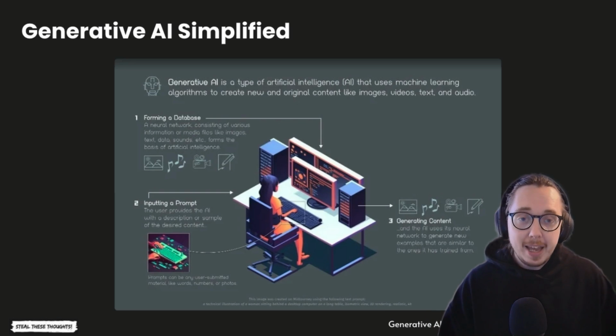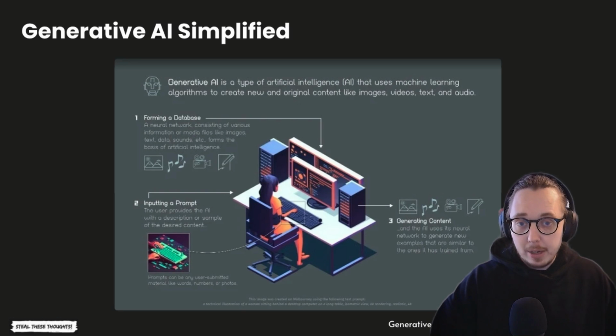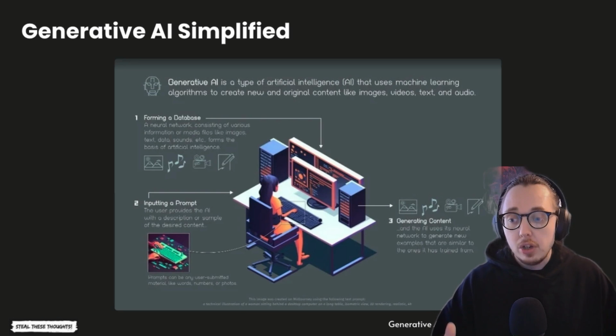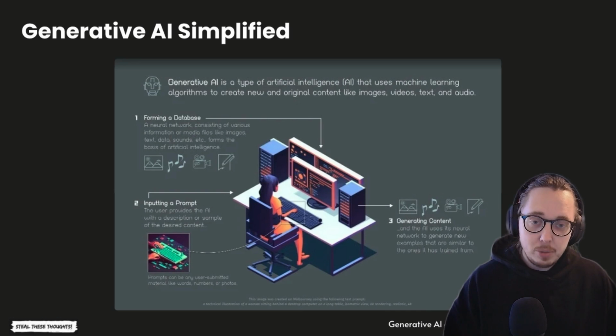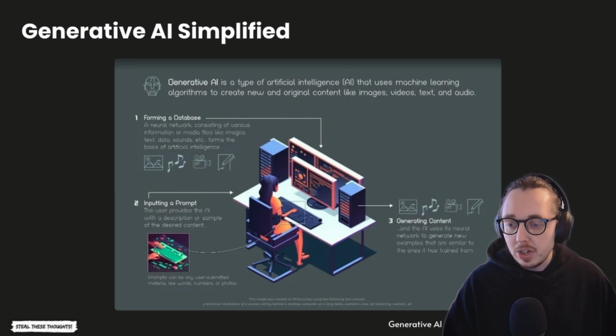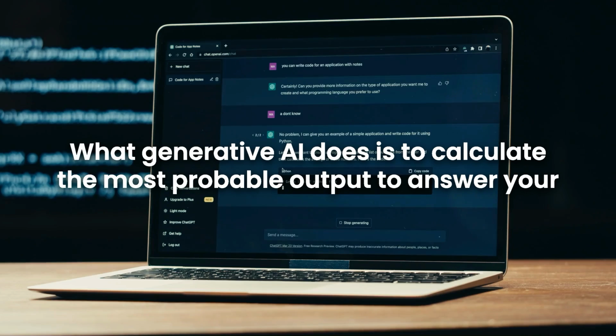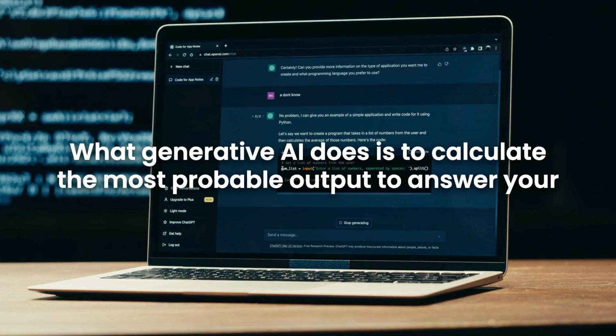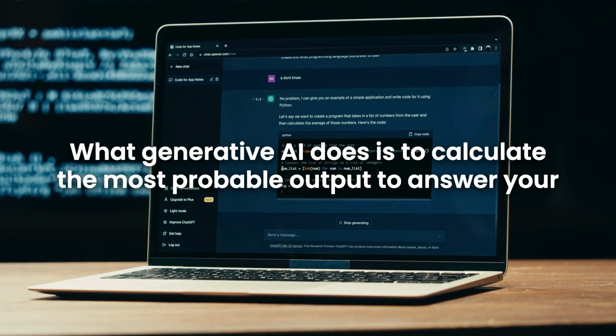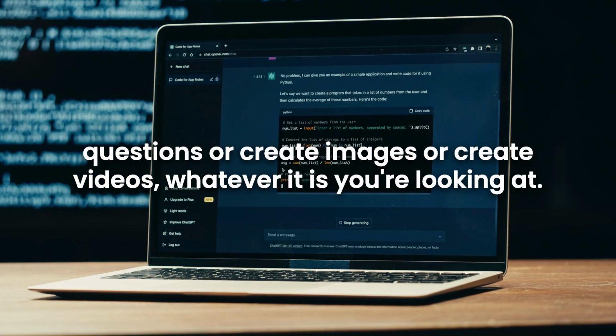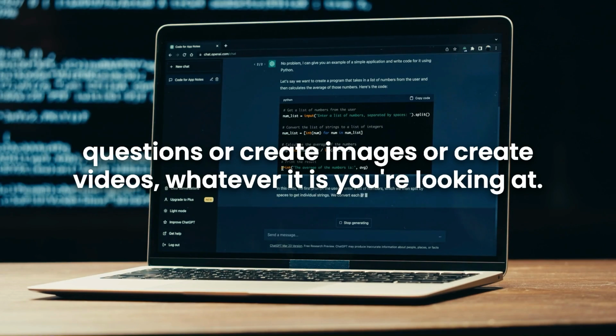Now, of course, what we can do if you're using a large language model at a workplace is you can fine-tune that based upon data that you have in your organization. That is a completely different topic. What generative AI does is to calculate the most probable output to answer your questions or create images or create videos, whatever it is you're looking at.